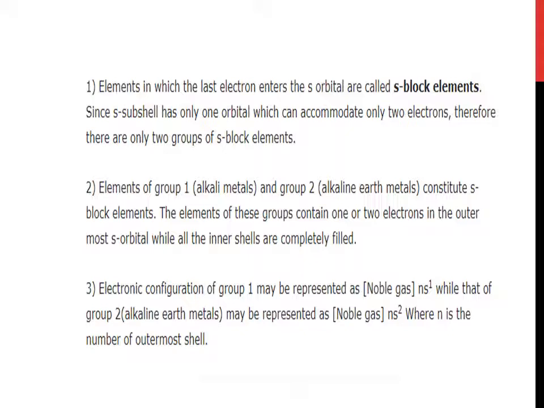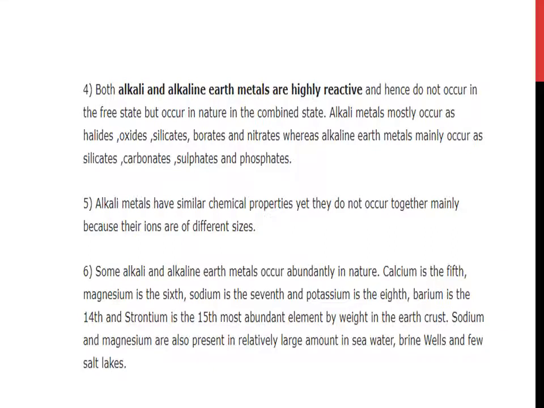The elements of these groups contain 1 or 2 electrons in the outermost s orbital, while all the inner shells are completely filled. Electronic configuration of group 1 may be represented as noble gas core ns1, while that of alkaline earth metals shows noble gas core ns2, where n is the number of the outermost shell. Both alkali and alkaline earth metals are highly reactive and hence do not occur in the free state.